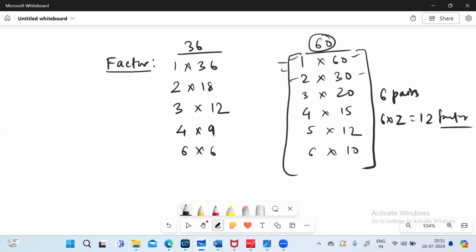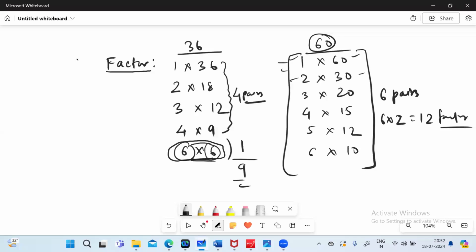So what do you see here? If I want to know the total number of factors, I have exactly 4 pairs. And 6 is the only factor which doesn't have another complementary factor, because 6 is its own complementary. So the total number of factors is 4 pairs and 1. That means 9. So you can see the pattern, and why we are getting one single factor without a complementary: because 36 is a perfect square. 36 is a perfect square.